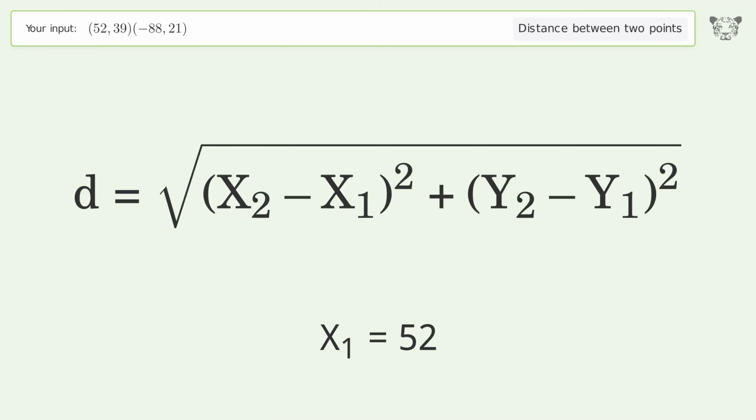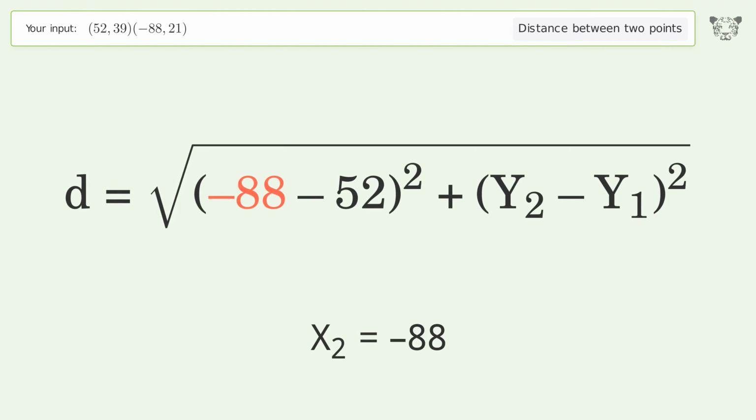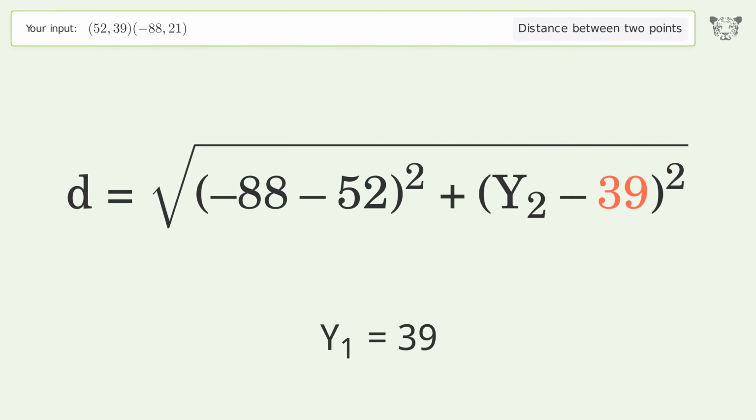x1 equals 52. x2 equals negative 88. y1 equals 39. y2 equals 21.